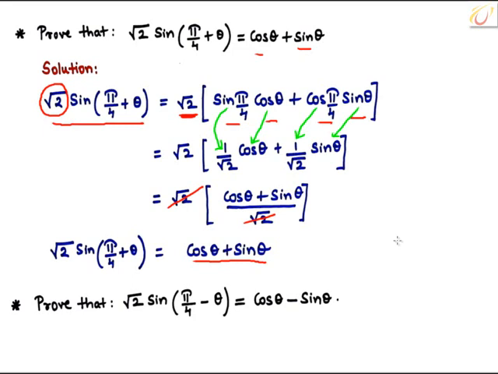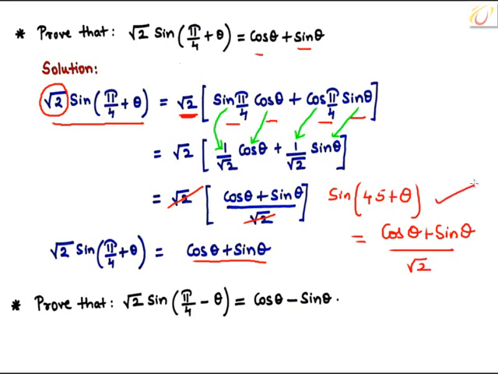So now we can write down a formula which is sin 45 or pi by 4 plus theta will be cos theta plus sin theta, whole thing divided by root 2. So you can separately jot this down. If you have understood this, please try this sum on your own. You want to prove root 2 into sin pi by 4 minus theta will be cos theta minus sin theta. Please try this sum on your own.